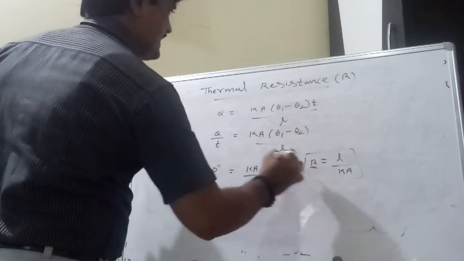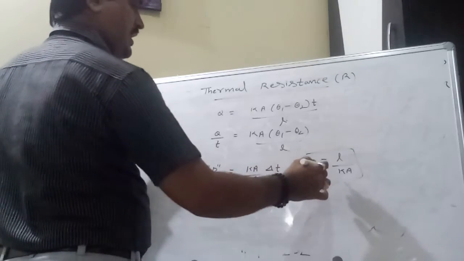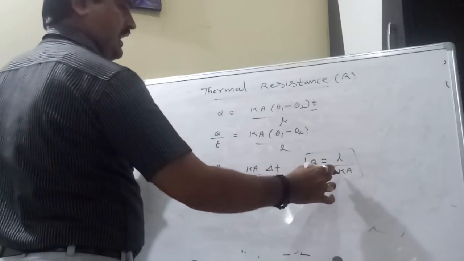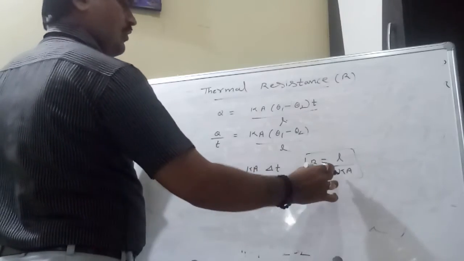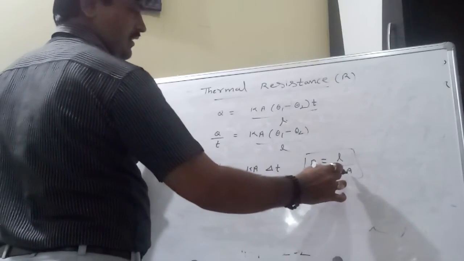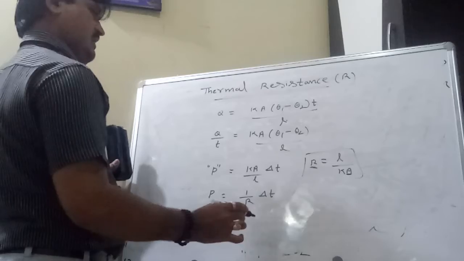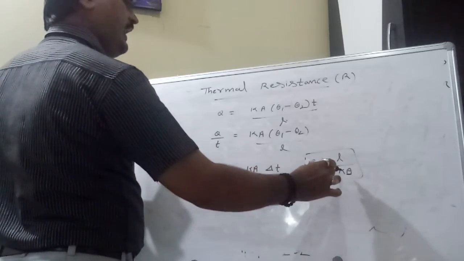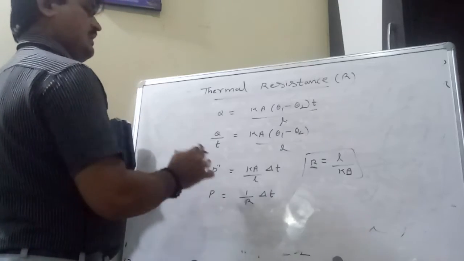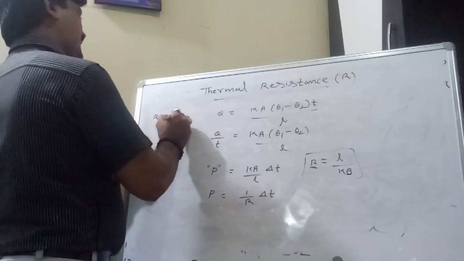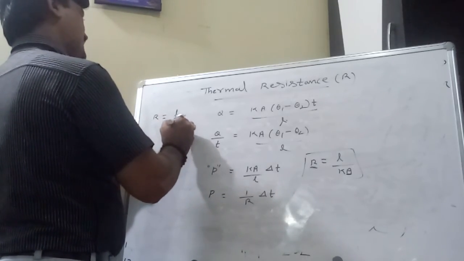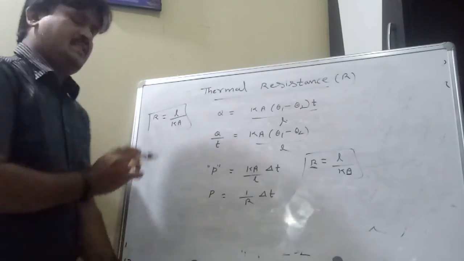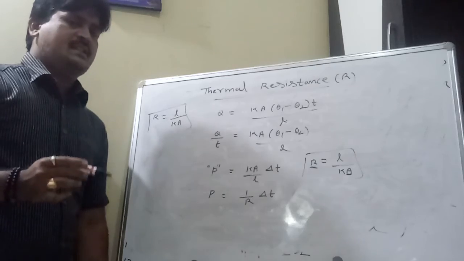So the thermal resistance formula is L by K A, where L is the length of the conductor, K is the coefficient of thermal conductivity, and A is the area of cross section. So R equals L by K A is the thermal resistance. Okay. Next, thermal diffusivity and series and parallel.